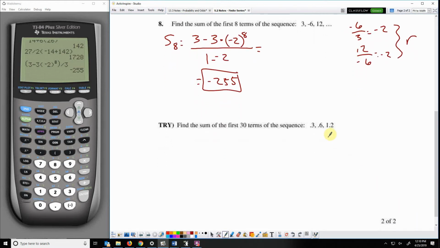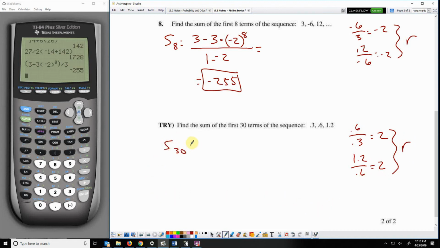Find the sum of the first 30 terms of this sequence. 0.3, 0.6, 1.2. Kind of looks like it's multiplying to me, so 0.6 over 0.3, that's 2. And 1.2 over 0.6 is also 2. So this has a common ratio of 2.